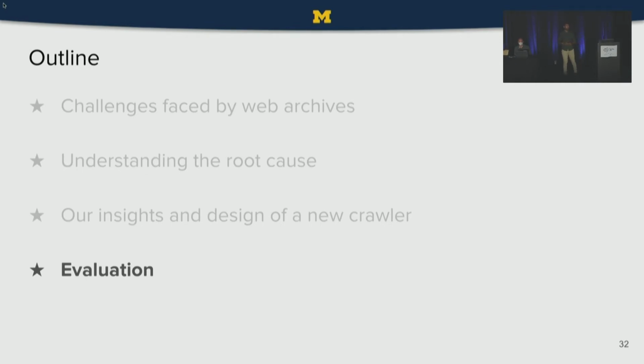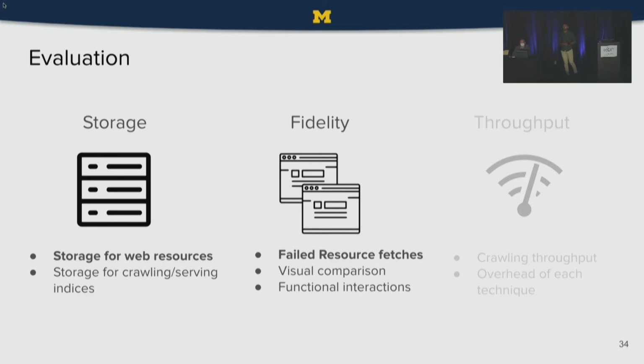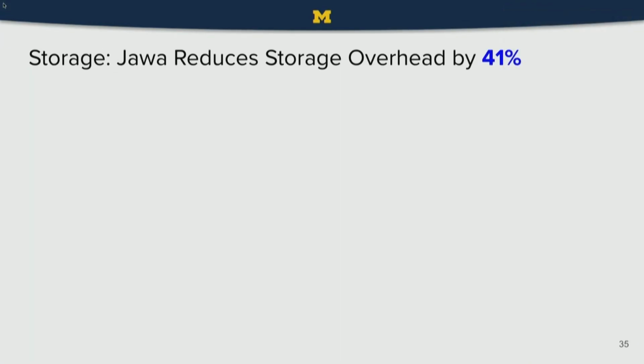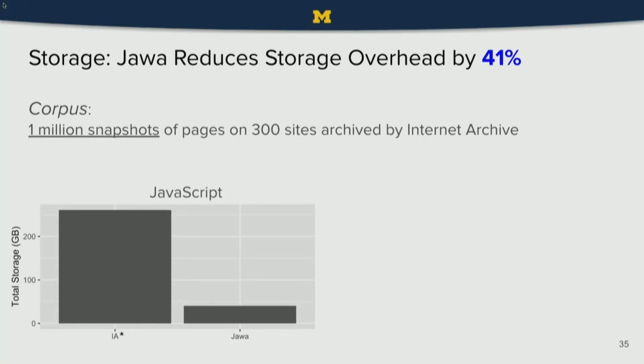Finally, I'll move on to the evaluation of Java. We evaluate Java's storage benefits, its impact on fidelity, that is the number of failed request fetches, and throughput. For each of these dimensions, we looked at multiple different metrics. However, in the interest of time, I'll only be focusing on two of them. In order to evaluate Java storage, we built a new corpus of 1 million snapshots from the same 300 sites that we've been using so far that are archived by Internet Archive. And we looked at the storage overhead incurred only by JavaScript resources for these 1 million snapshots.